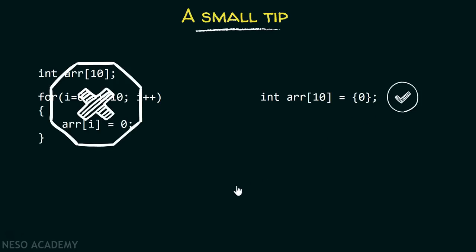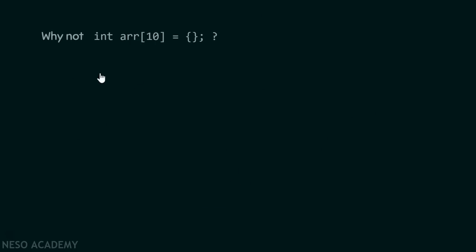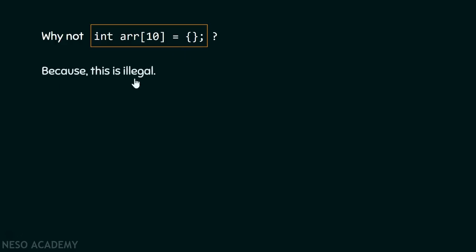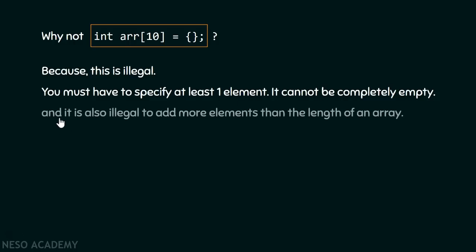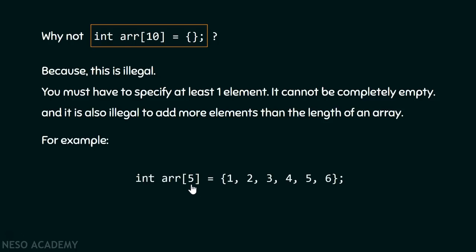But why can't I write in this way without even specifying a single element? Because this is illegal. You must specify at least one element. It cannot be completely empty. And it is also illegal to add more elements than the length of an array. You cannot write something like this. Here you are specifying the length as 5, but you are entering a total of 6 elements. This is illegal. You cannot add more elements than the length specified.